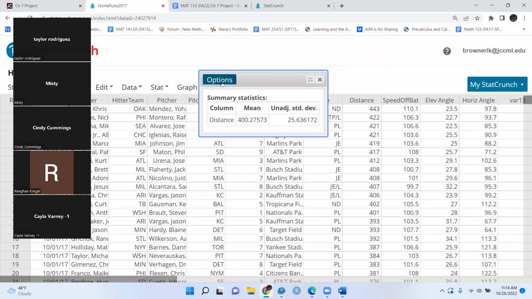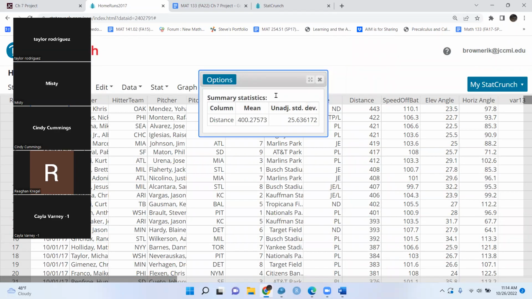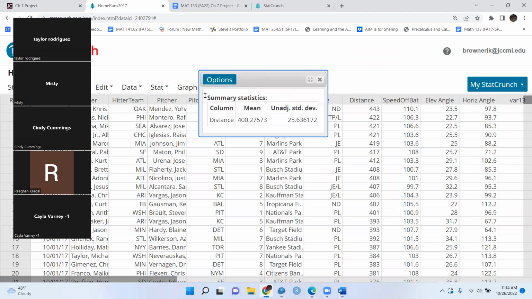And we've got to copy this again. So remember, you do Options, Copy. This is the one where you click inside and you have to select all, so you click and do Control A. Hang on, I'm way behind. I'm just getting in there.